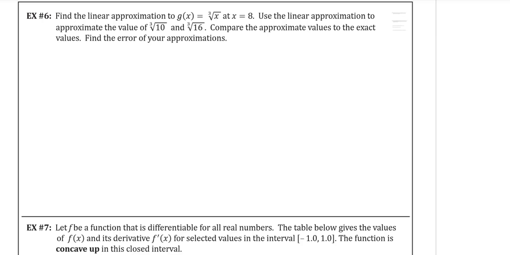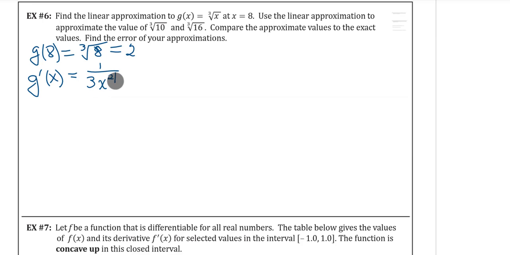So let's first find g of 8 to find our value for our linear approximation. It's going to be the cube root of 8, which is 2. And then we have to find the derivative of g of x, which is going to be 1 over 3x to the 2/3 power. We're going to use that power rule, and we want to remember that this is x to the 1/3 power. So we'll bring that power down and lower the power by 1.